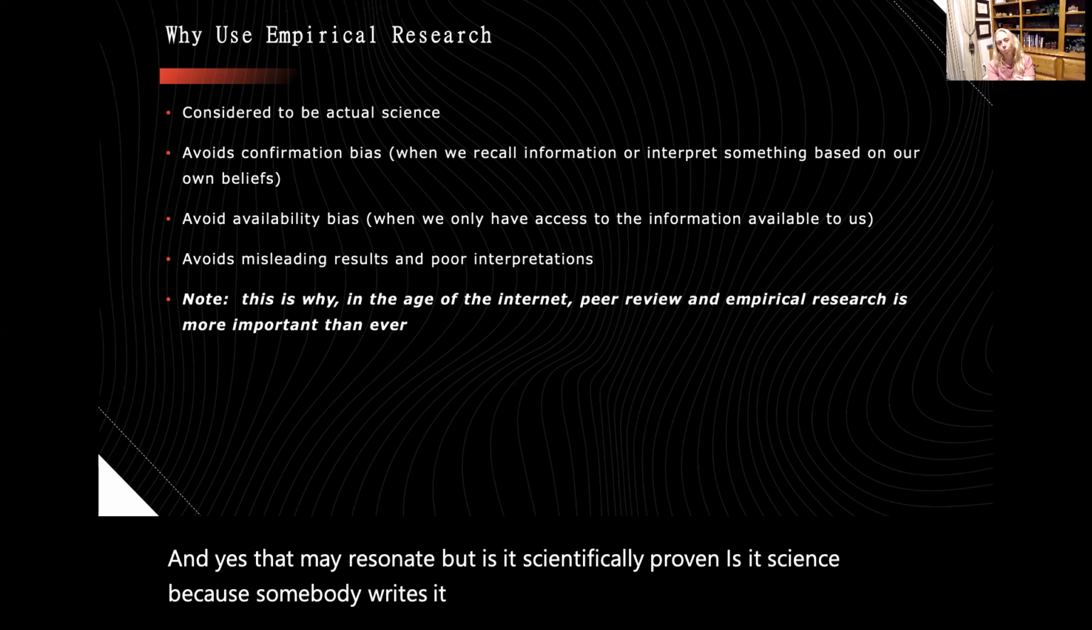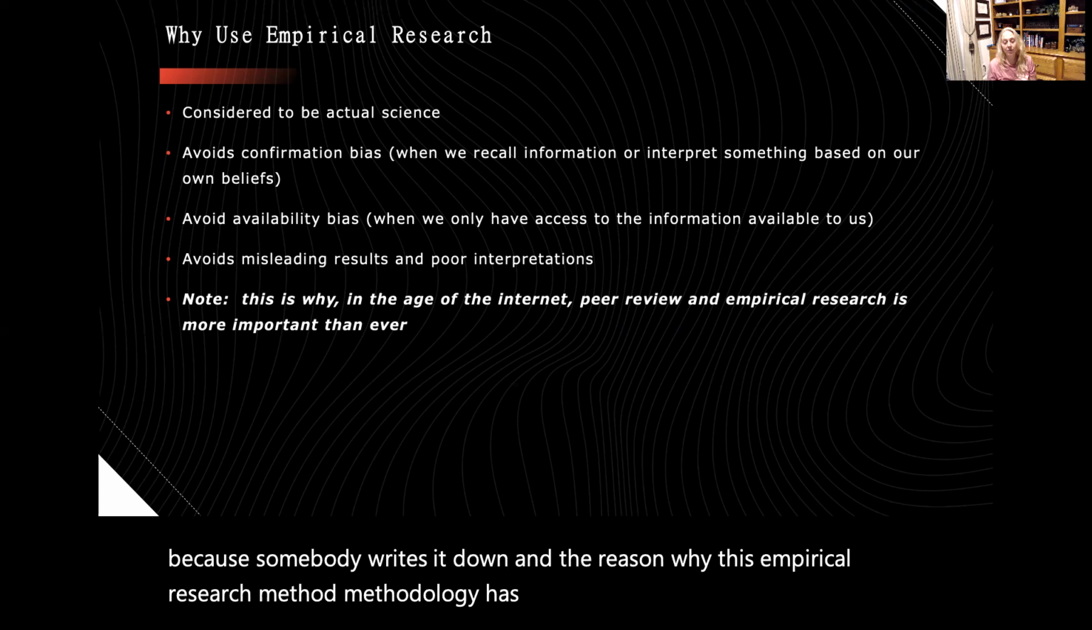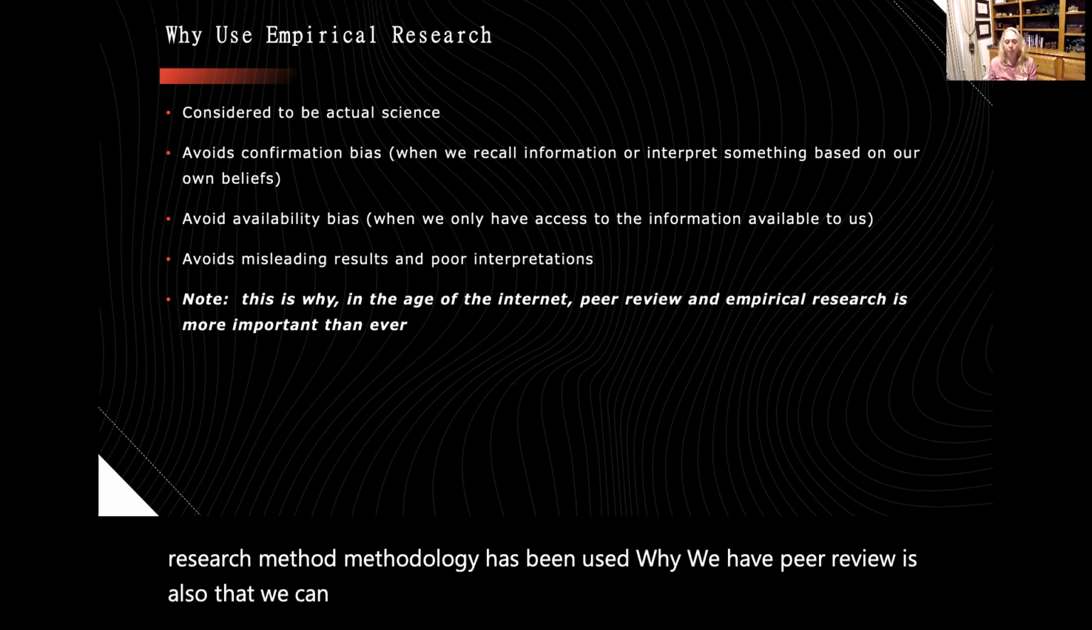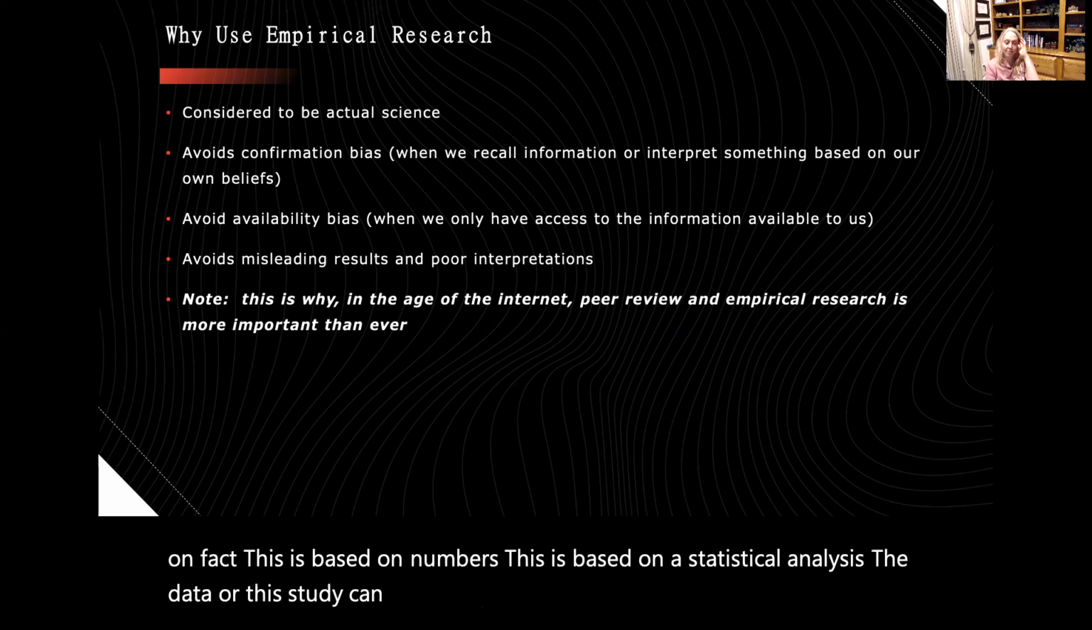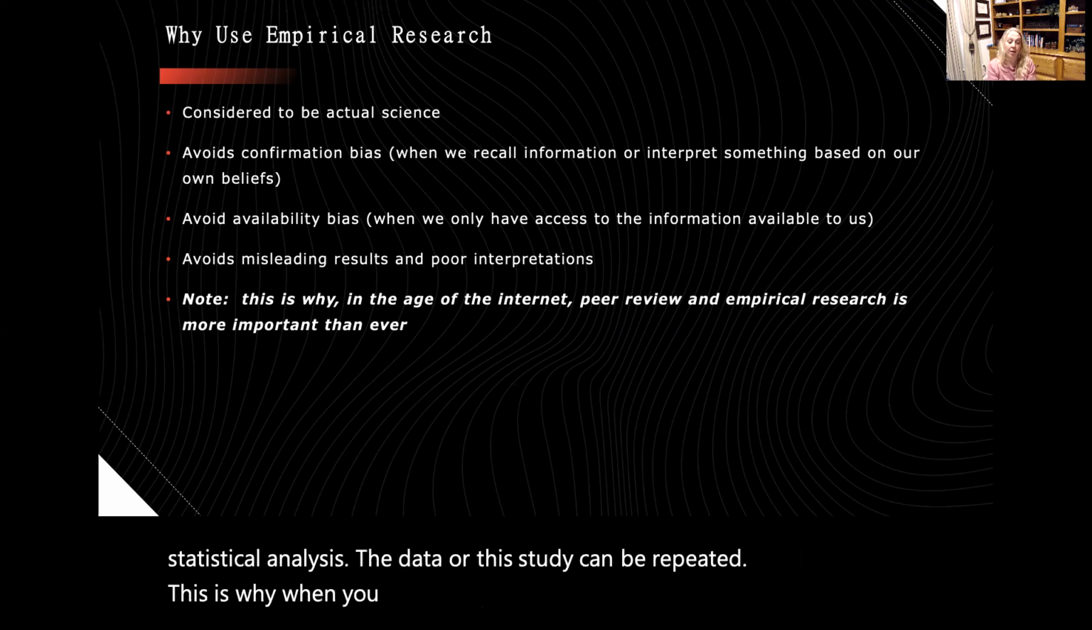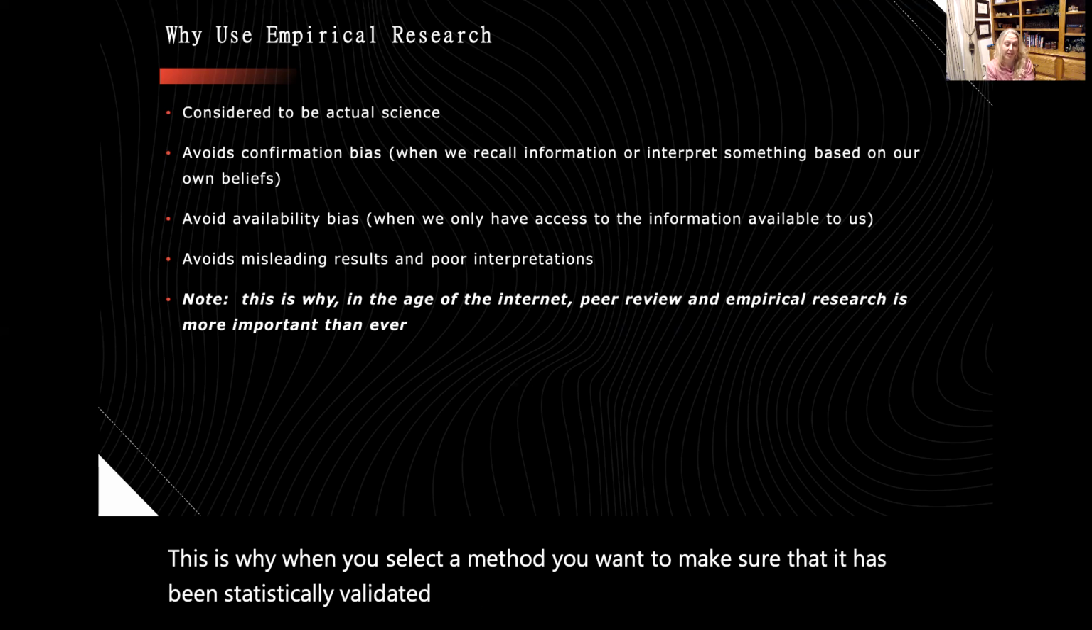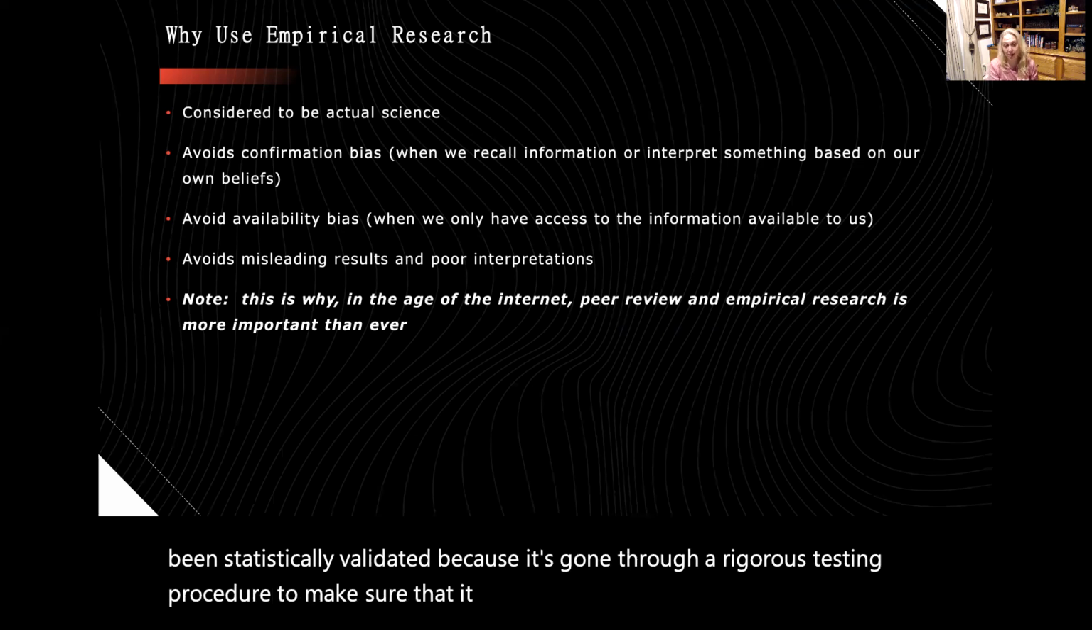The reason why this empirical research methodology has been used, why we have peer review, is also that we can have a way of pointing to science and saying, this is based on fact, this is based on numbers, this is based on a statistical analysis. The data or the study can be repeated. This is why when you select a method, you want to make sure that it has been statistically validated, because it's gone through a rigorous testing procedure to make sure that it is measuring what it says it measures.